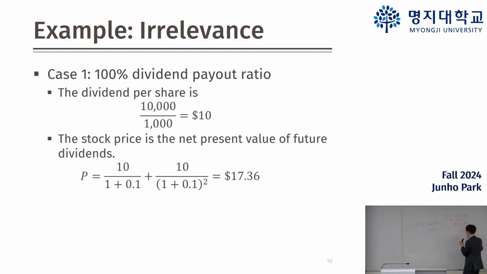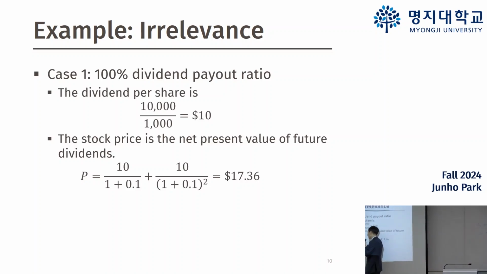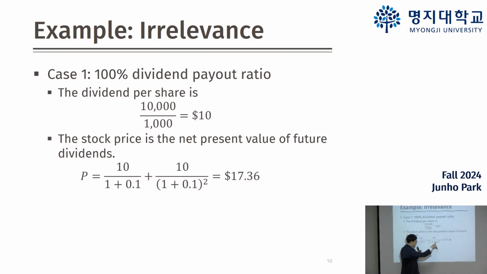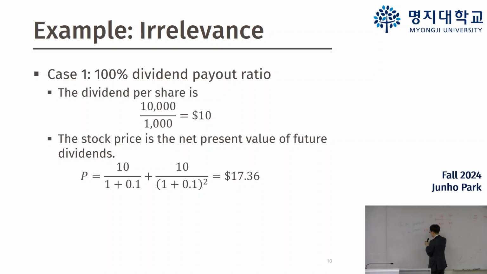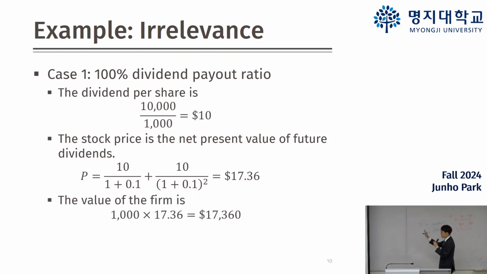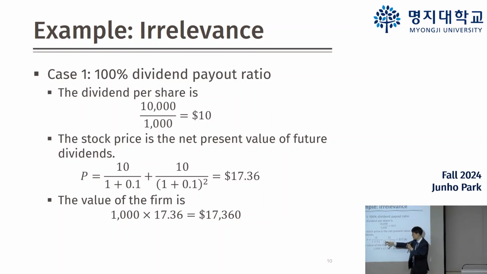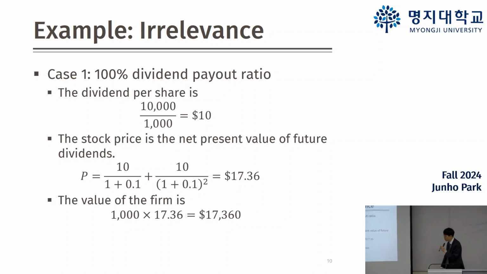So if this is the case, and if there is no future operation, then these two $10 are everything that the shareholders can get from the share. Therefore, it will determine the stock price. So the $10 in the first year and another $10 in the second year, the present value of these two cash flows will be the stock price. And by calculating, you get $17 as the stock price today. And because the company has no debt, the market value of the company itself will become the company's value, and it will be 17,360.